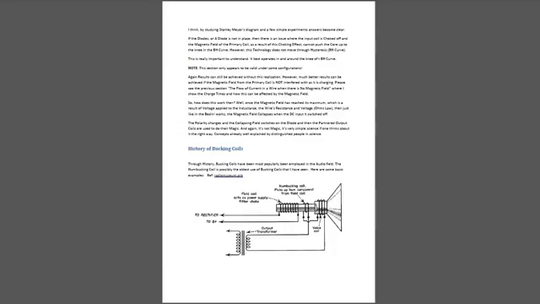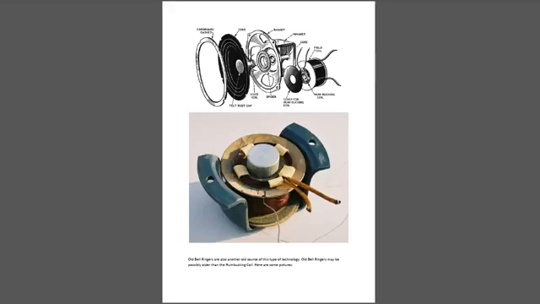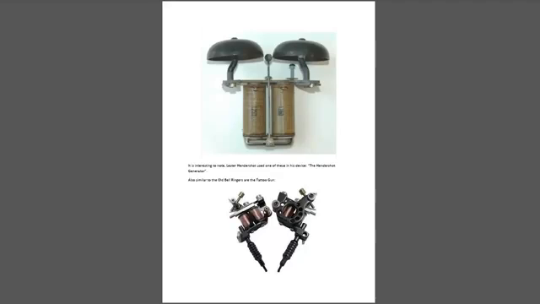Here are some basic examples. Ref, radiomuseum.org. Old bell ringers are also another old source of this type of technology. Old bell ringers may be possibly older than the humbucking coil. Here are some pictures. It is interesting to note, Lester Hendershot used one of these in his device, the Hendershot generator. Also similar to the old bell ringers are the tattoo gun.